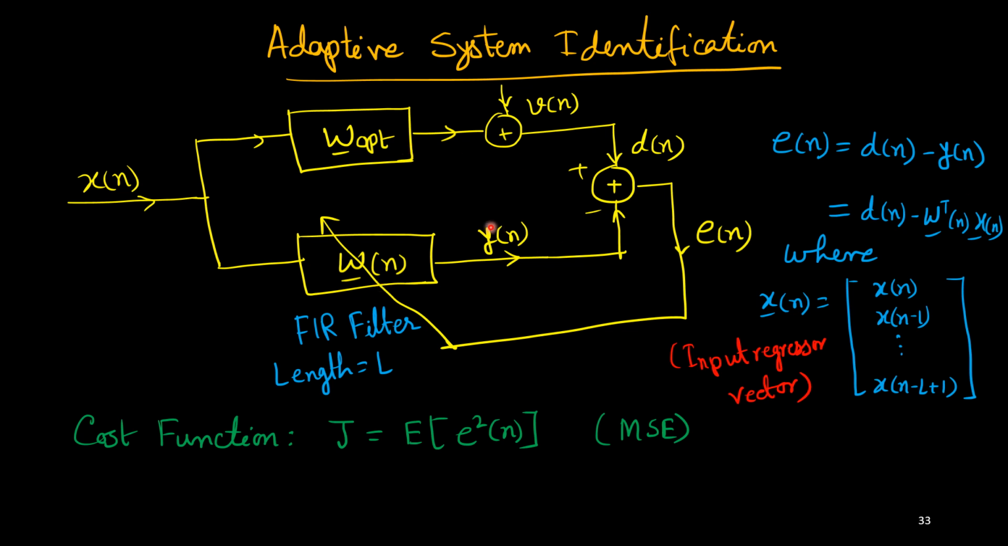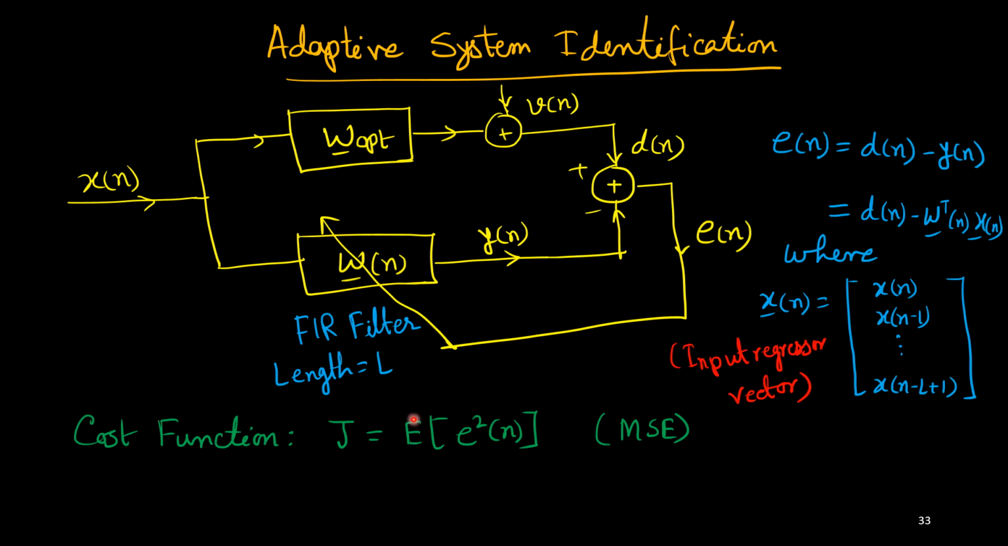So here this output Yn we can easily rewrite in this form: W transpose n Xn vector, where the Xn vector is our input regressor vector that we have discussed in my previous lectures. It will contain the first L input samples, starting from the current sample x of n, x of n minus 1, x of n minus 2, up to x of n minus L plus 1. So this is our error. We'll choose our cost function as the expected value of E square n.